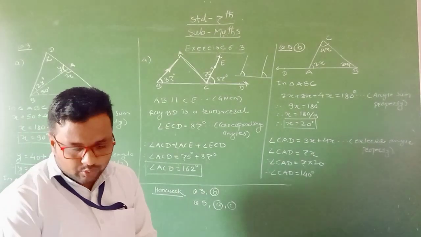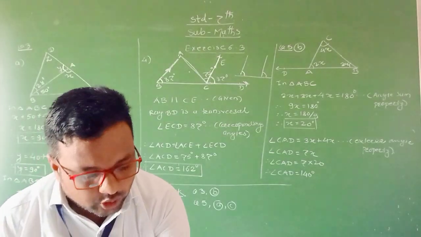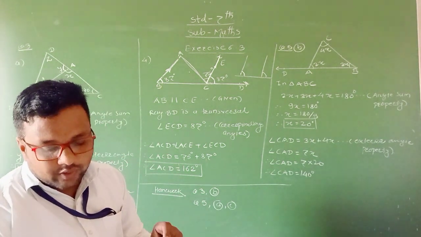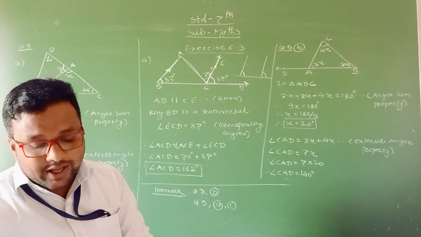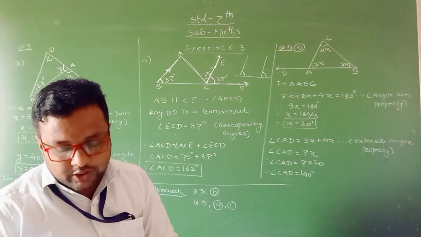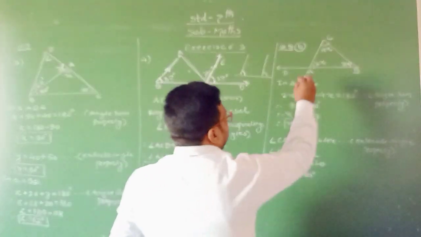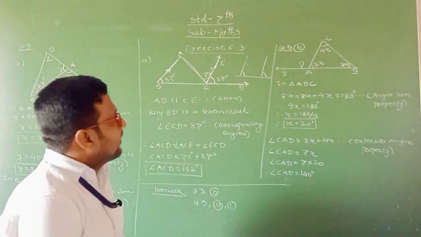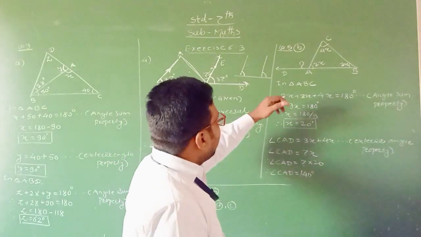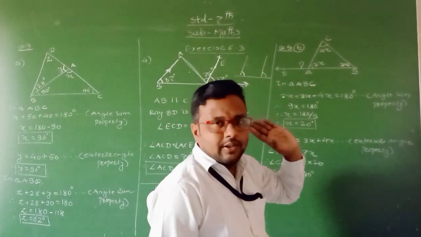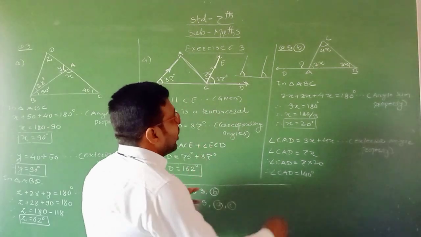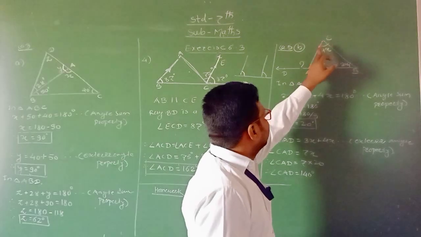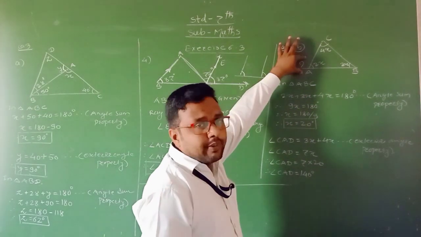Now see the next question, question number 5. This is the last question of this exercise. Here I take example B. Find the measure of the angle marked with a question mark in each of the following. That angle we have to find. Now in this figure, angles are given in terms of the variable. Using that only you have to find this unknown angle, that is angle CAD, which is represented by the question mark.